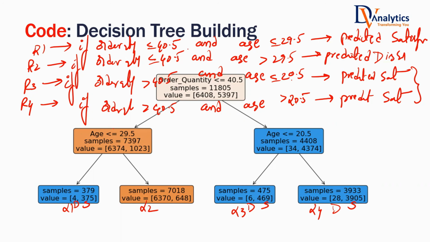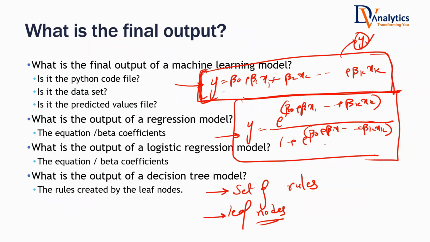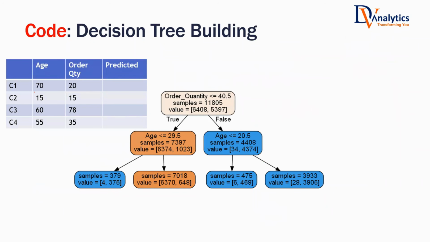These are the rules that will give you the predictions. This is the model. What is a model? A model takes input, and if you run that input through the model, it will give you the predicted value as the output. That means if you have a list of new customers, customer 1, customer 2, customer 3, customer 4, can you tell me the predicted values?